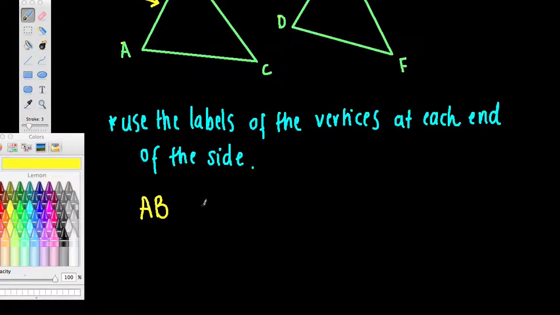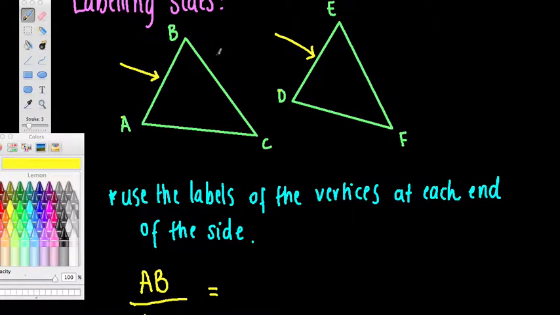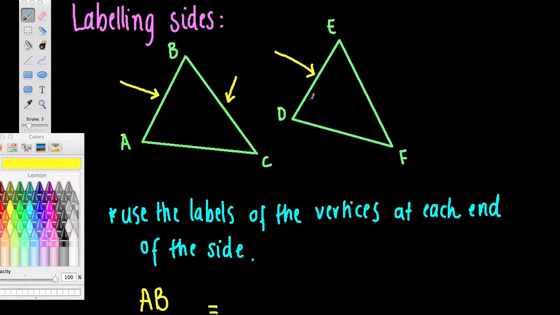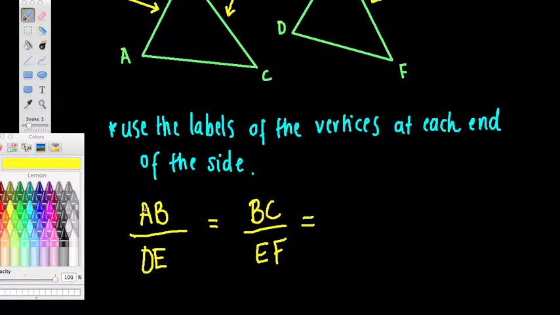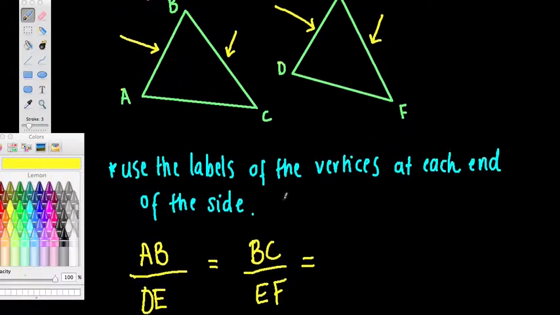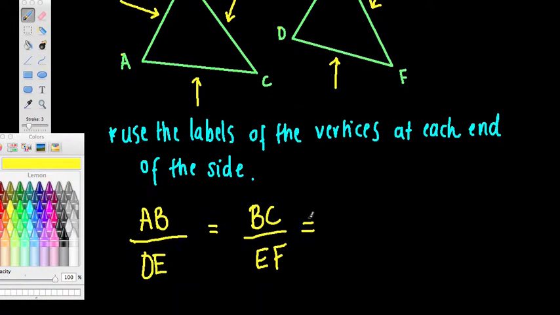Now in similarity, what we do is we set up a ratio like this. And that could be my scale factor there. Another one that I can do is this side here, BC. Which side does that correspond to? It corresponds to EF. And we know if these are similar, these all must be in the same ratio, shouldn't they? So this fraction here should equal that fraction there. And finally, I can do this one here, the last side, AC, and I would call that DF.